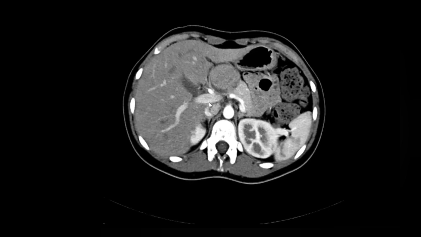Yes, sir. Functioning will be islet cell tumors like insulinomas, glucagonomas. All types of neuroendocrine tumor can be functioning and can be non-functioning. Right, sir. So this is insulinoma. Okay, this is insulinoma.